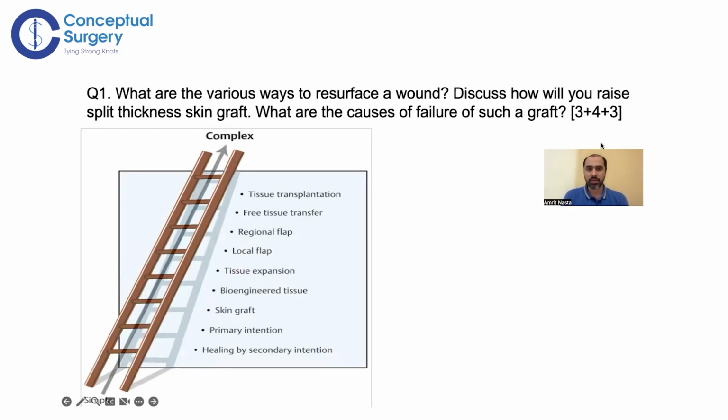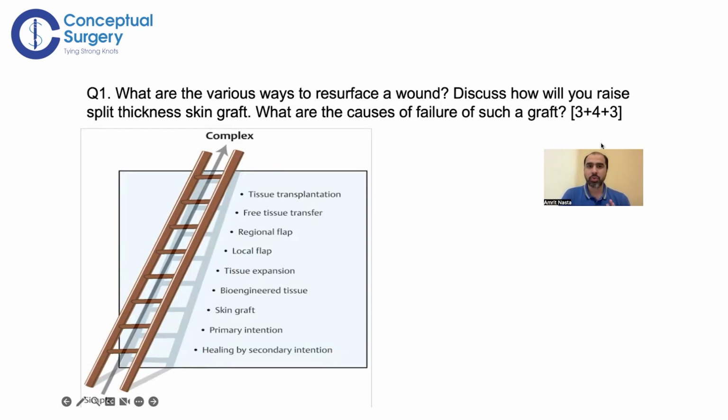Various ways to resurface a wound. Basically, how do you make a wound heal? Plastic surgery question. Then how do you harvest and put a split thickness skin graft? And why does a split thickness skin graft fail? So this is a normal question. This is one of the easiest questions of the paper.